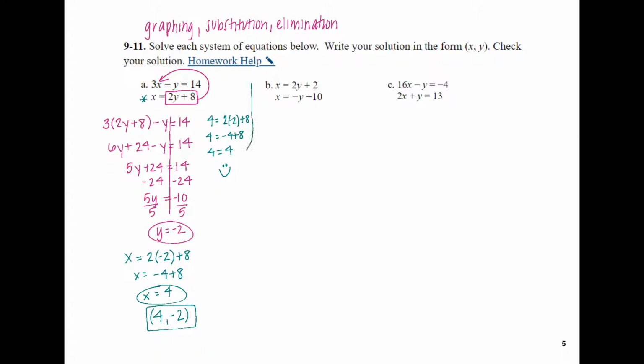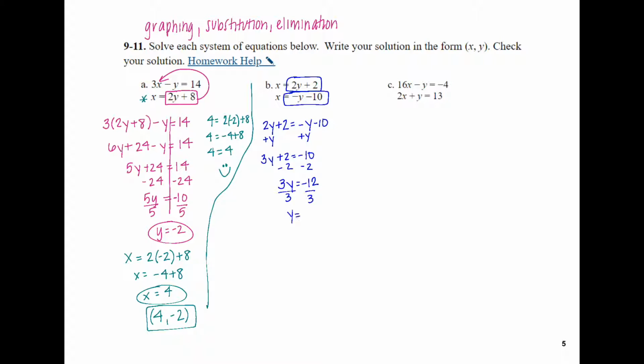So then we can try problem B, and I noticed in problem B that I know what x equals and I know what x equals, so we can set x equal to x. So 2y plus 2 is equal to negative y minus 10. Inverse operations, I'm going to add my y. So I get 3y plus 2 equals negative 10. Subtract my 2. 3y equals negative 12. Inverse of multiplication is division. So I get y is equal to negative 4.